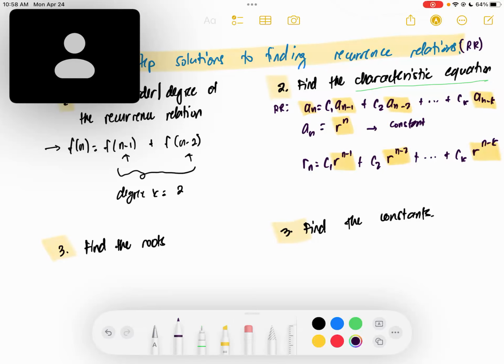Okay, so now what we simply do is to transpose all of the terms on the right to the other side. So we will have r^n - c_1 r^(n-1) - c_2 r^(n-2) - c_3 r^(n-3) and so on, equal to 0. Okay, so we have this final characteristic equation.